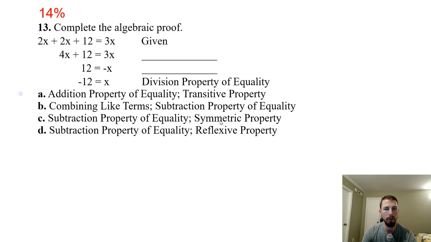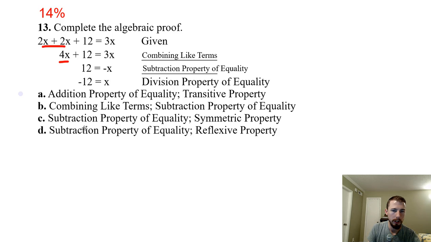Number 13, we want to justify in the two-column proof. We want to give the justifications for the steps here. So on the first line, this was given to us. Often the first line is just given to us and just a restatement. And then from there, we're combining like terms by adding the 2x and 2x to get the 4x. So this would be combining like terms. And then after that, it looks like we're subtracting the 4x from both sides to get the negative x here. So subtraction property of equality. So our answers are going to be in two parts. So combining like terms and then the semicolon, then subtraction property of equality. So the answer would be B as in Bravo.